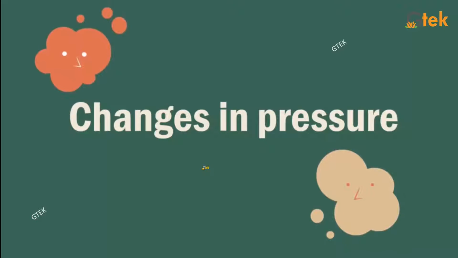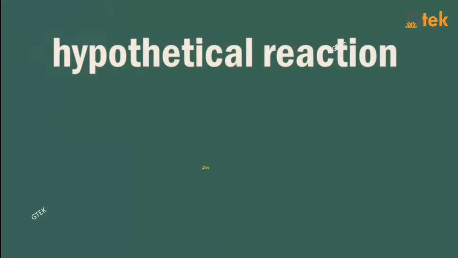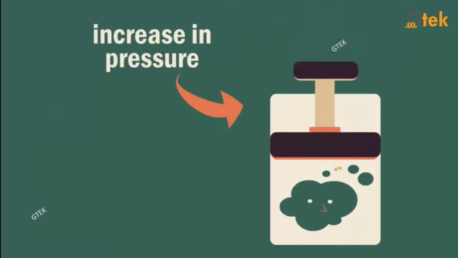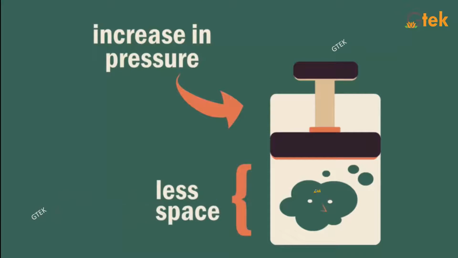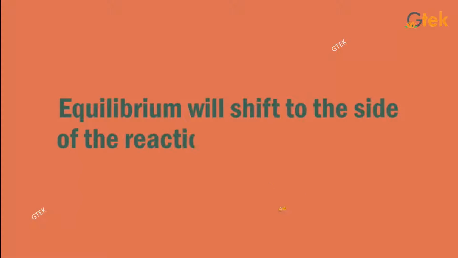What will happen? It's a hypothetical reaction, A plus 2B, which is giving C and D. I apply pressure now: an increase in pressure, a decrease in volume. So, less space. The equilibrium will shift to the side of the reaction with fewer moles.